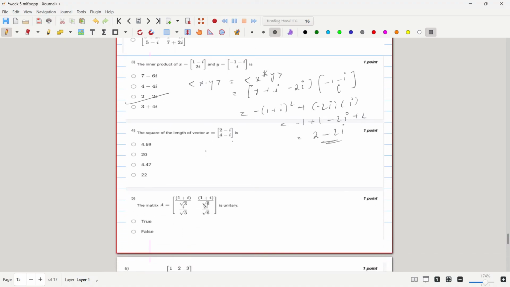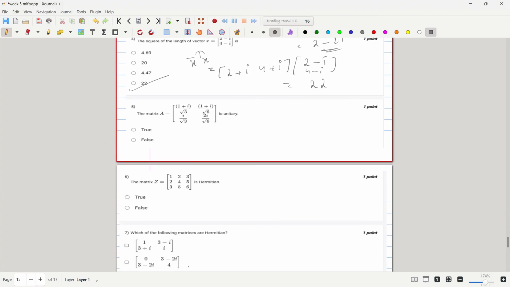Square of length of vector x. I will find the square of x. X conjugate transpose into x. So (2 plus iota, 4 plus iota) into (2 minus iota and 4 minus iota). This will be equal to 22. So 22 is the correct answer.